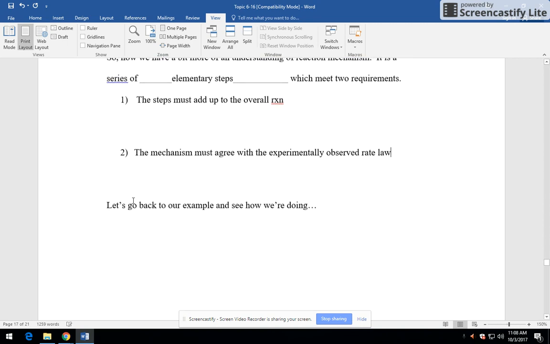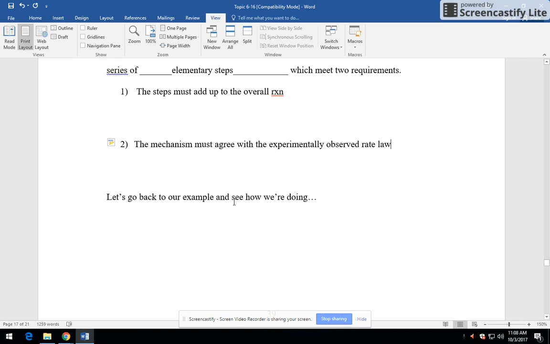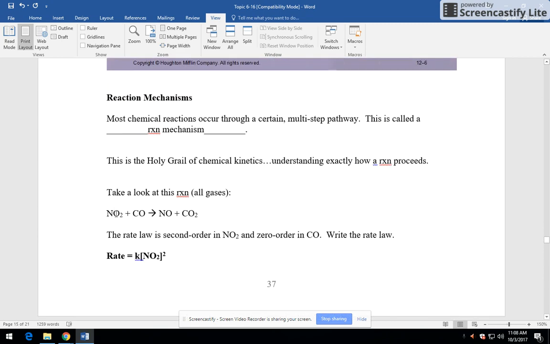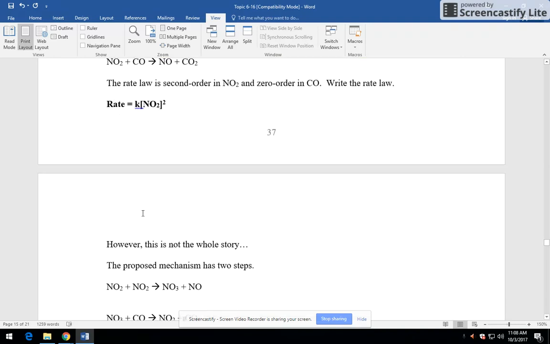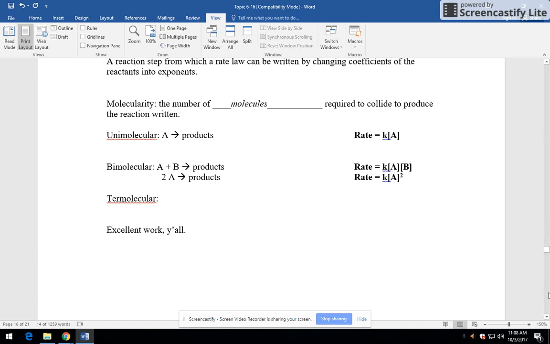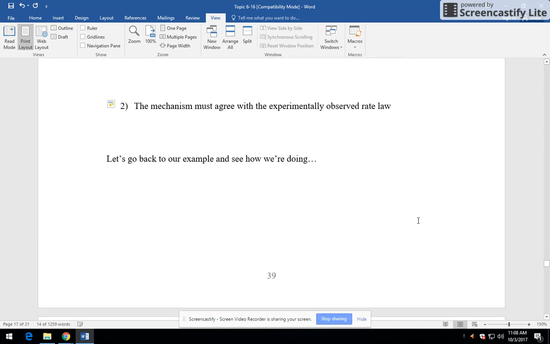First of all, though, I want you to go back to your example, the one that we've been working with, and see how we're doing. So the overall reaction is back here on page 37. I'm going to scroll up now back to page 37. This is the overall reaction. NO2 and CO goes to NO and CO2. Here is a proposed mechanism on the top of 38. What you need to do is write these reactions down on the bottom of 39 and verify that when you add them up, you get the overall reaction. So go ahead and verify that. Remember, it's just like Hess's law. You're going to cross out what is on both sides. So press pause, do that.